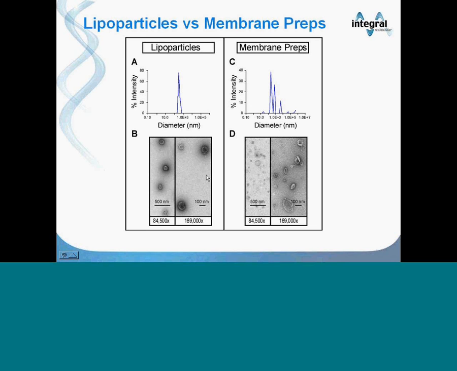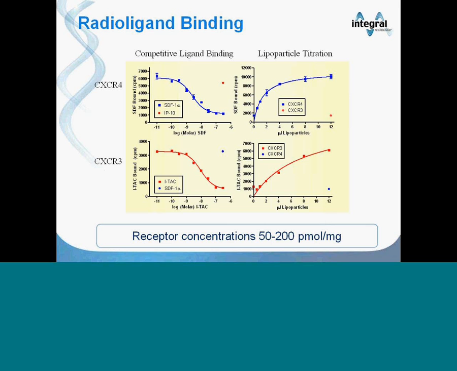Now that I've explained what lipoparticles are, I'm going to talk about their use in measuring antibody binding kinetics using biosensors. SPR-based biosensors have many advantages. They're very sensitive, and because the data is collected in real time, you can determine the kinetics of protein-protein interactions, specifically on and off rates and affinity constants.